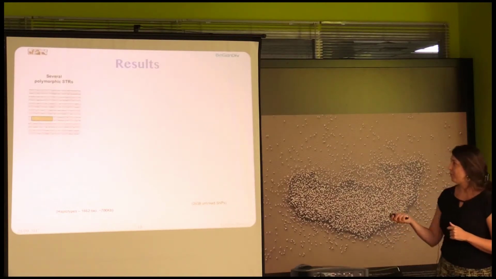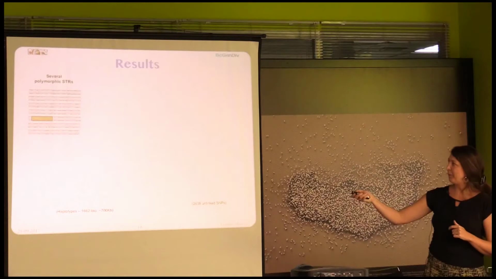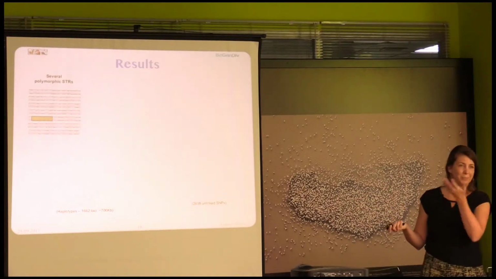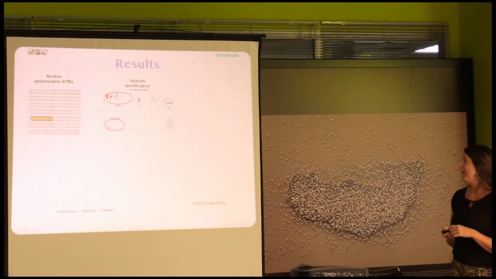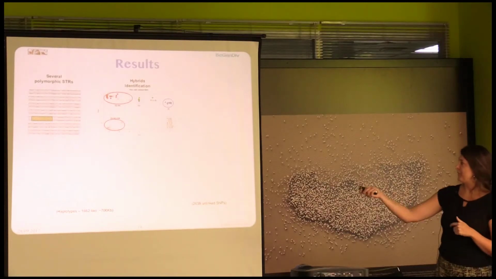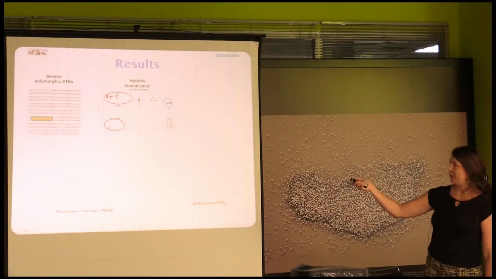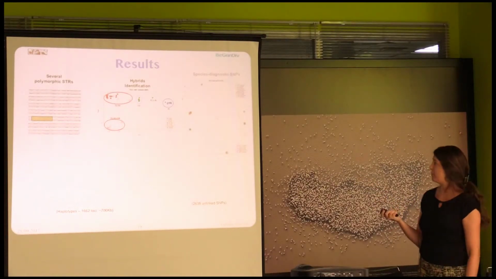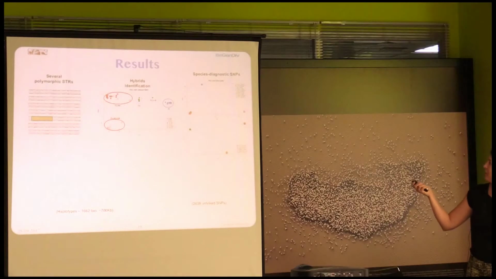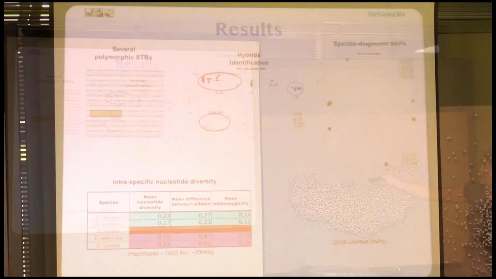So with these results, we could see several polymorphic microsatellites, which could be really interesting for designing primers. We could identify hybrids of first generation and even backcrosses between different species. We found thousands of SNPs that were diagnostic for the different species. So these ones separate 3 species that are closely related from the other 2. And then another bunch of SNPs separate these 3 here.